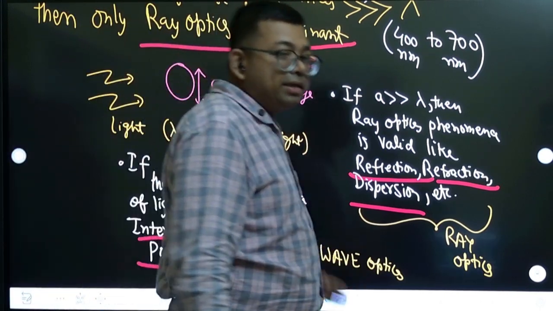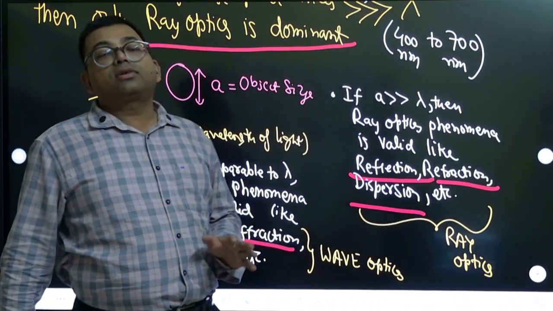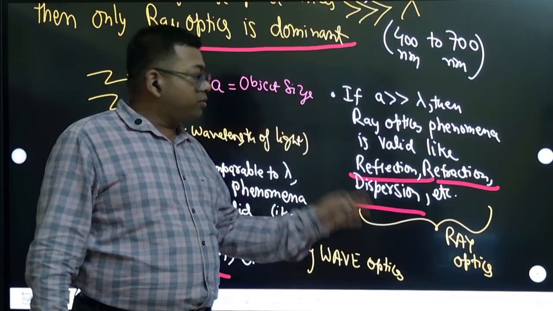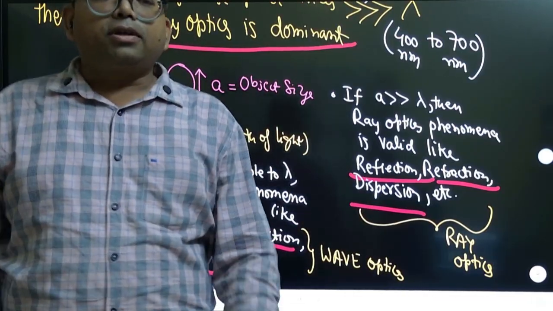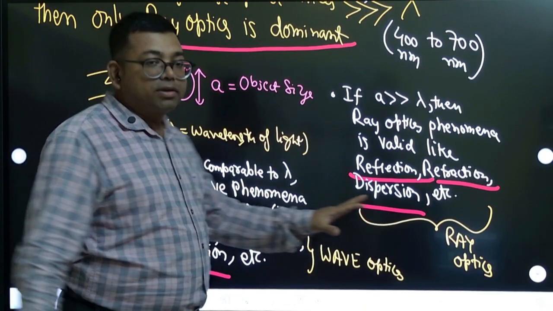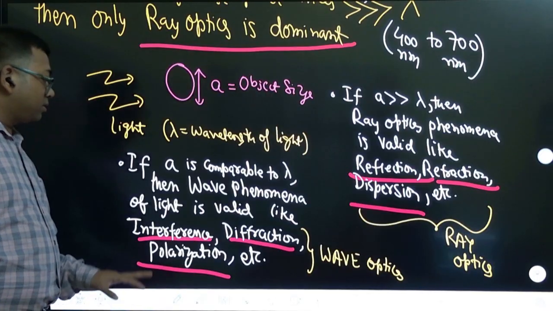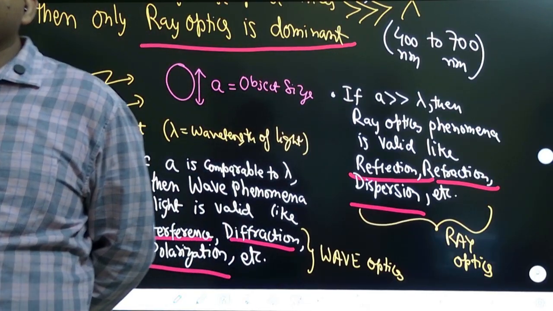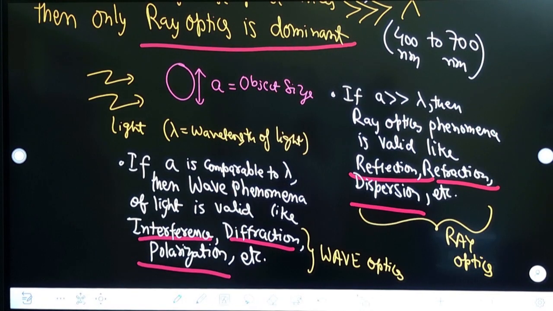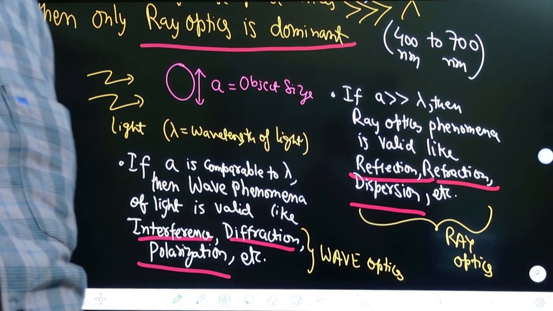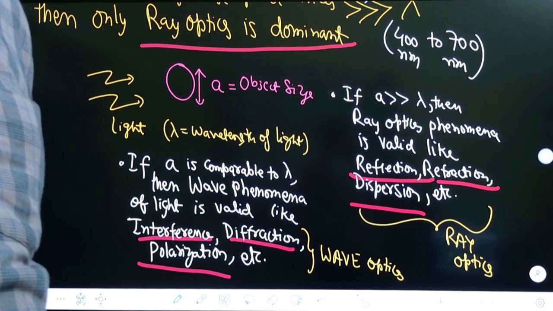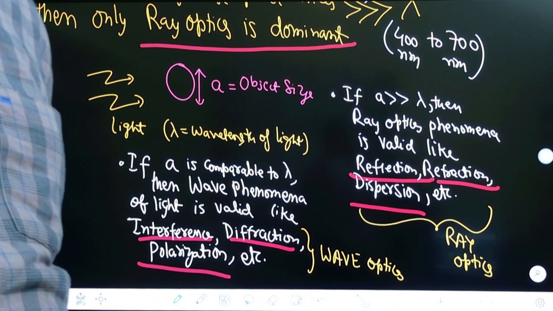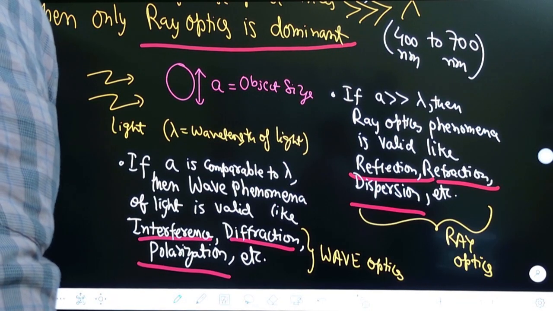But I am going to cover in depth all these things, which are not also given in many textbooks. So ray optics we are going to start today. So let us start ray optics. Ray optics phenomena, as I already told, reflection, refraction, all these things will be there. Wave optics: interference, diffraction, polarization, all these things will be there.